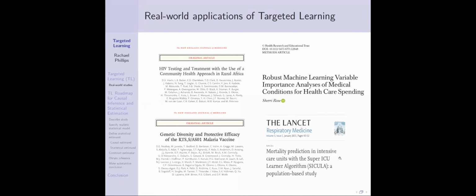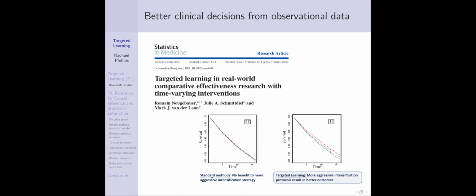This study is a good example of how we can use targeted learning, in particular the superlearner algorithm, with observational data to learn a prediction function for predicting mortality. And then here's another example in the healthcare realm, looking at variable importance analyses of medical conditions for healthcare spending. So this is a nice illustration of how targeted learning can be used to make better clinical decisions from observational data.